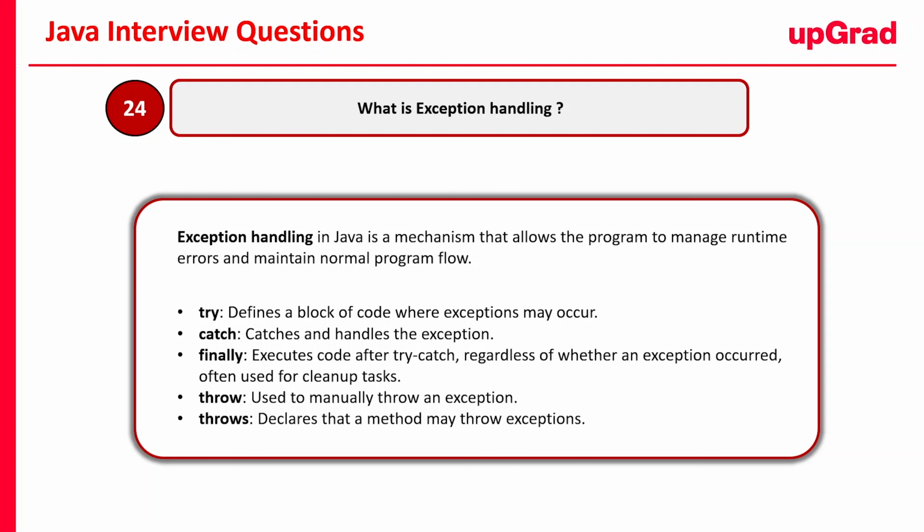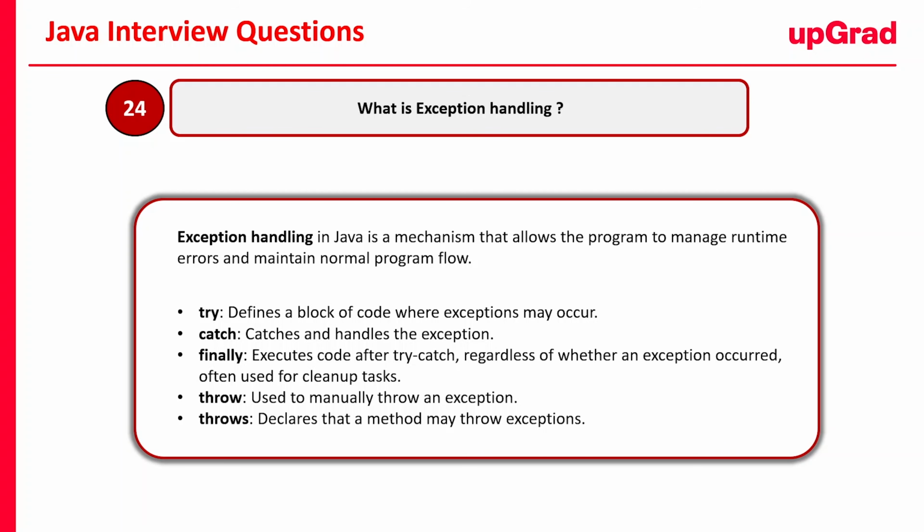Then there is throw. It is used to manually throw an exception. Then there is throws. Throws basically declares that a method may throw an exception. By using these mechanisms, Java ensures that errors are handled gracefully and the program can recover or terminate safely. If you answer in this way, the interviewer will be impressed, and I believe this is the way you can answer this question.